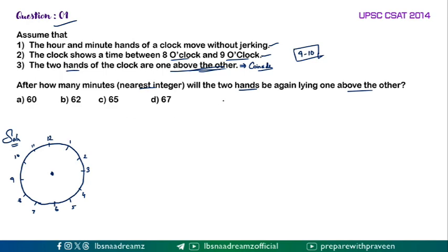So first, let us find the time between 8 to 9 o'clock when they coincide each other. So the time is 8 o'clock. So in the beginning we saw the initial angle, right? That is, between 8 to 9 the angle will be 30 degree, here also 30 degree, 30 and 30.